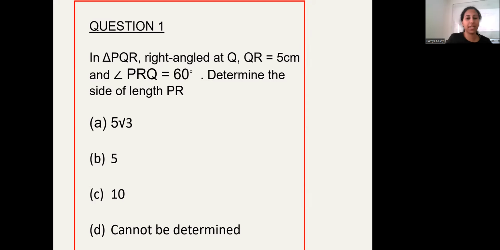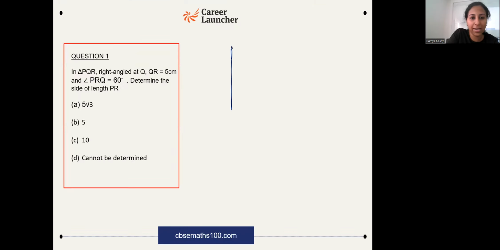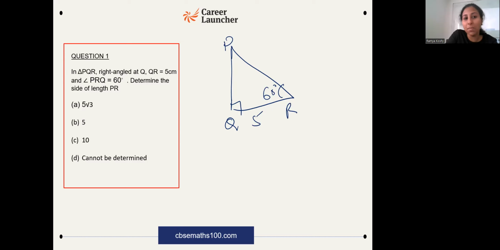Okay. Answers have started coming in. We'll discuss. So you're having a right angle triangle at Q. Immediately mark Q over here at the 90 degrees. All right. A couple of wrong answers also now, so listen to the explanation properly. You're having right angled at Q. So you're having PQR. Here QR is equal to 5. Angle PRQ is equal to 60 degrees. Determine the length of side PR.